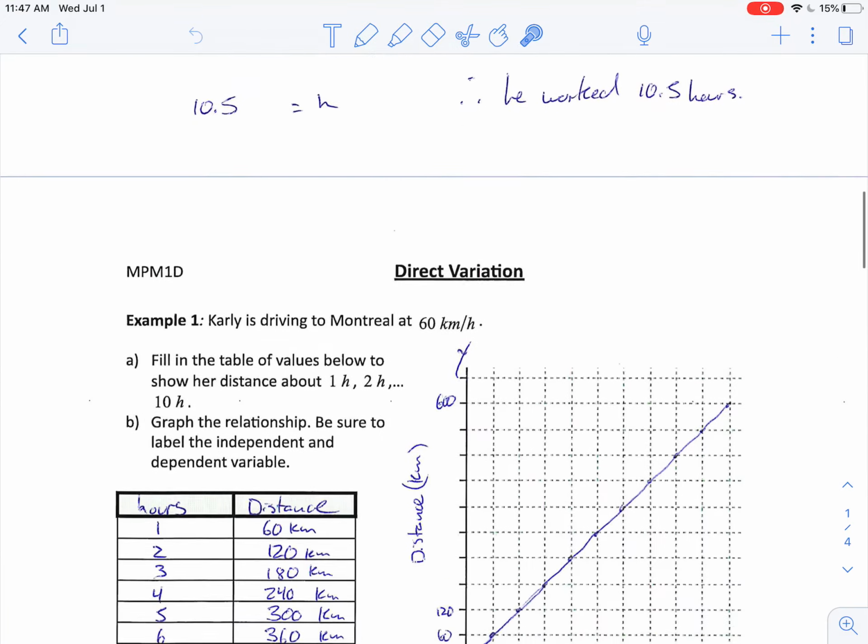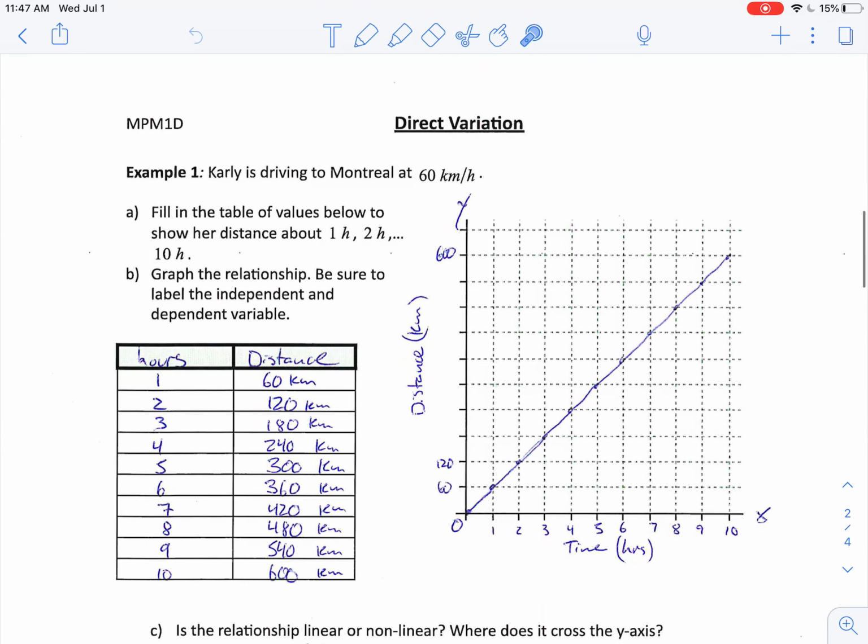A little bit more in-depth example here. We have a graph to go along with it to visually represent things. Carly is driving to Montreal at 60 kilometers an hour. So fill in the table of values to show her distance at 1 hour, 2 hours, all the way up to 10 hours. And then we're going to go ahead and graph.